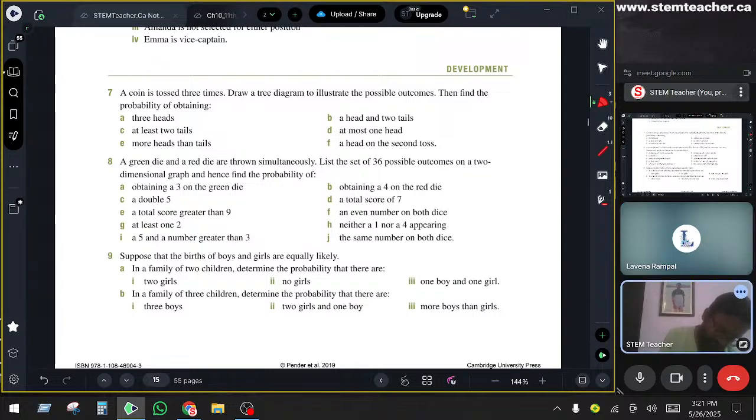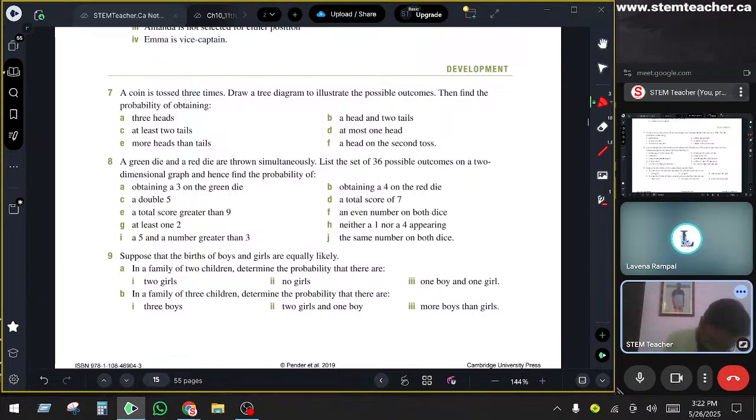Wow, that's very easy. Two tails or three tails? Two... 3 out of 8. 3 out of 8, right? At most one head means what? No more than one head. No more than one head means only one head. So how many are there with only one head?